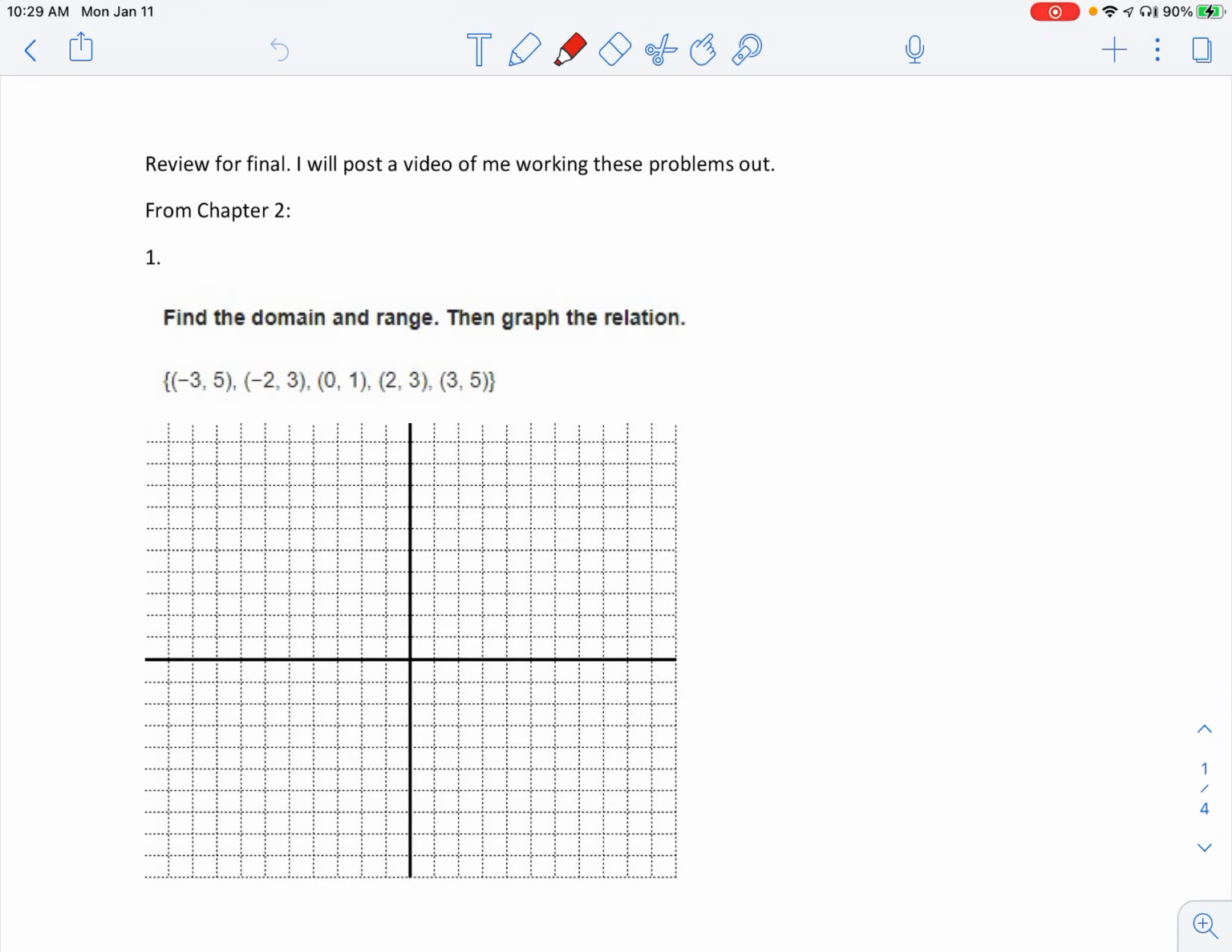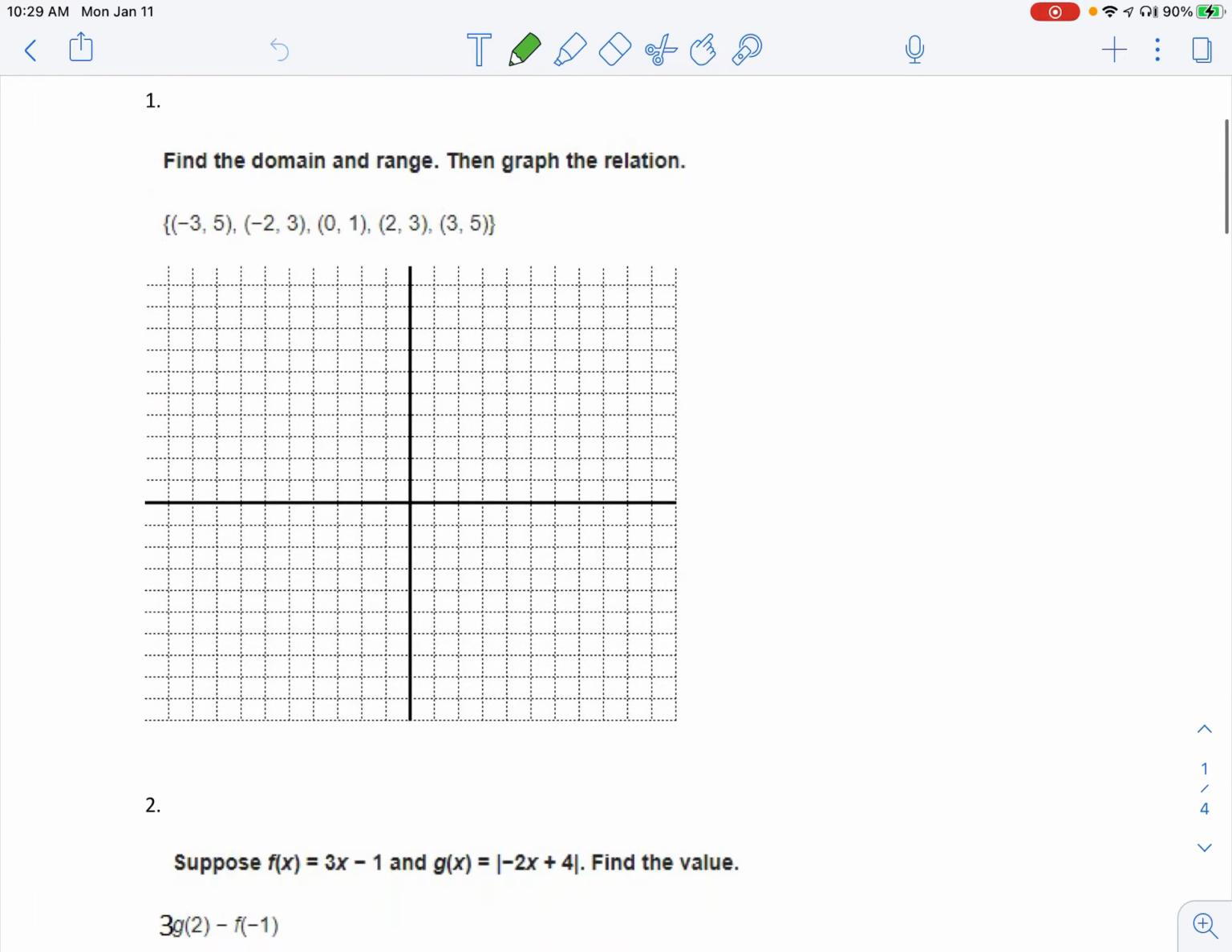Heading into your final, we're going to take a few days to review some specific problems from each chapter. So let this video be all of the review for chapter 2. Number 1, find the domain and the range and then graph the relation.